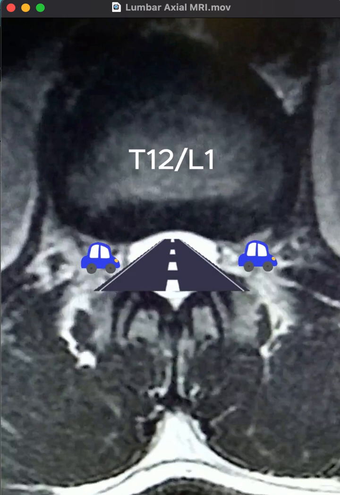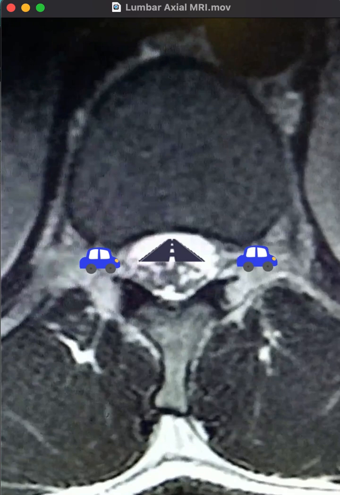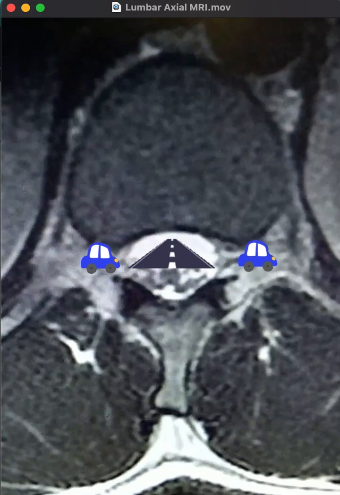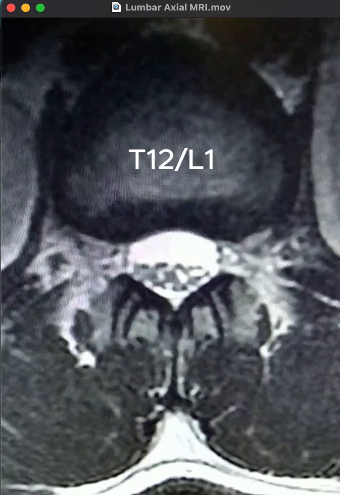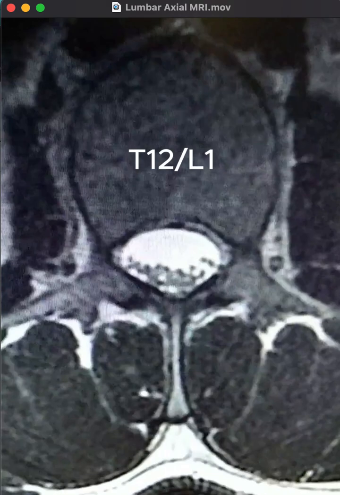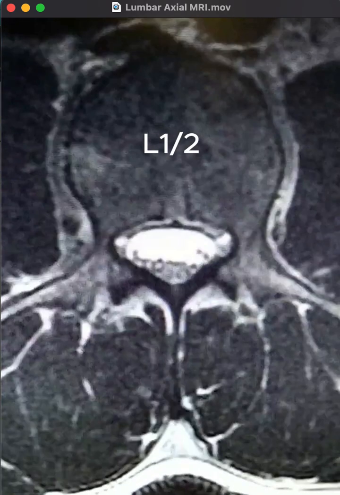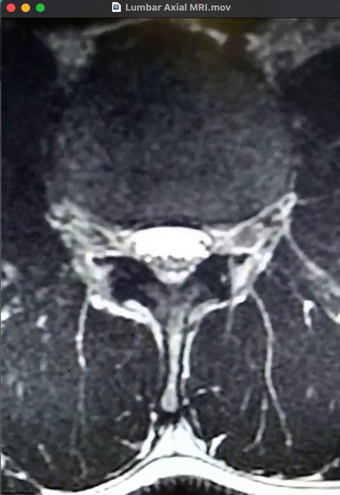So I'm going to keep scrolling down here. Now we're moving towards the feet, towards the L1, L2, the T12 L1 level. As we move further down, we're now at the L1, L2 level. I'll keep going down here a little bit further. You get down to L2, L3. Again, spinal canal, nerve roots, foramen.